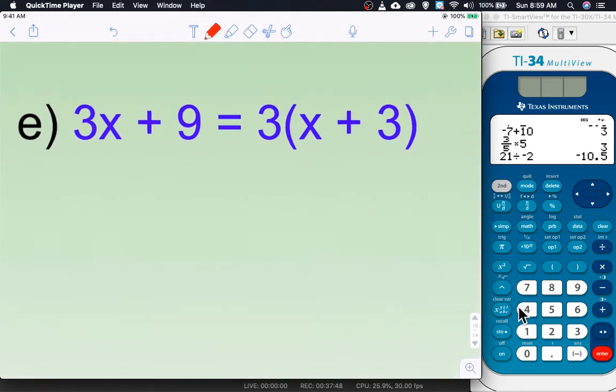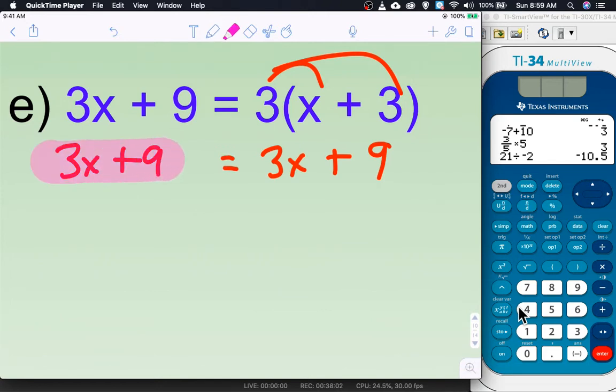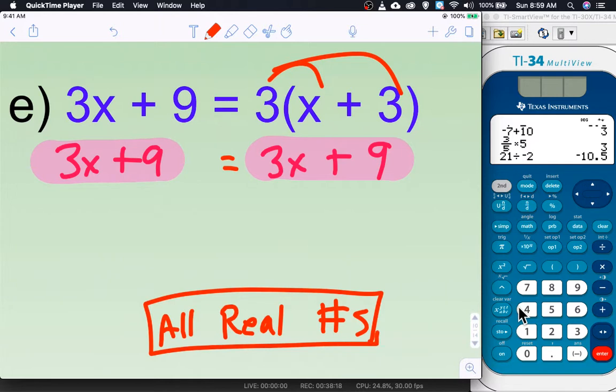All right, letter E. Distribute: 3x plus 9, 3x plus 9. You could literally stop right now. Do you see how both sides of the equal sign are 100% identical? 3x plus 9, 3x plus 9. You could stop right now and say this problem has infinitely many solutions. This problem has all real numbers as a solution, because the two sides are identical.